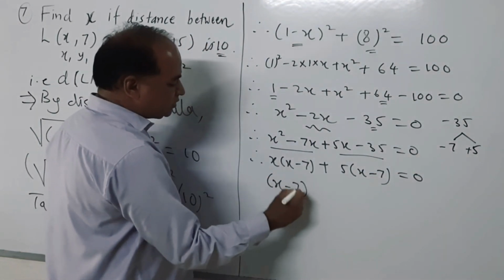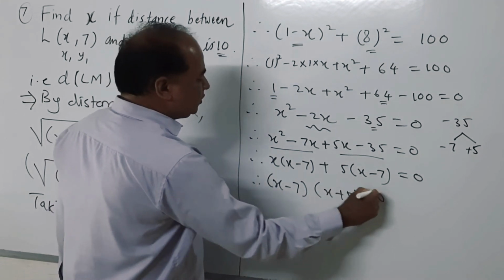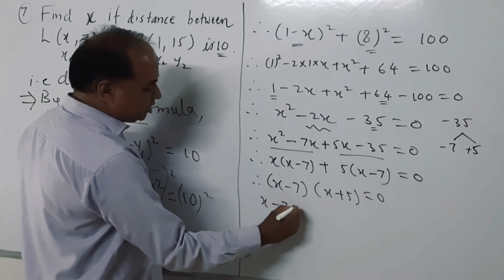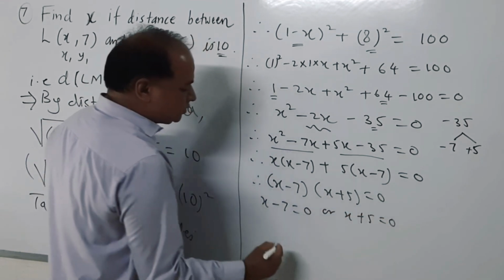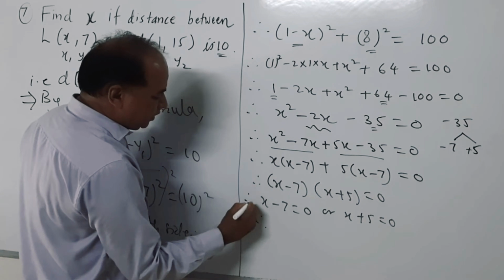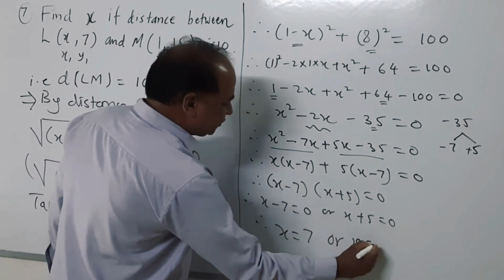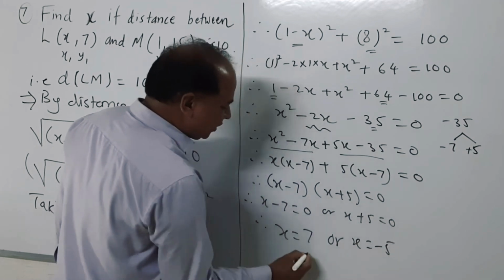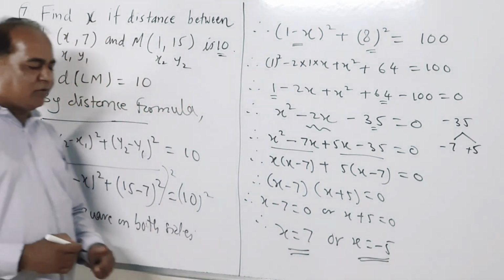So first bracket (x minus 7) and second bracket (x plus 5) is equal to 0. Therefore x minus 7 equal to 0 or x plus 5 is equal to 0. Therefore we get x is equal to 7 or x is equal to minus 5. So the values of x are 7 and minus 5.